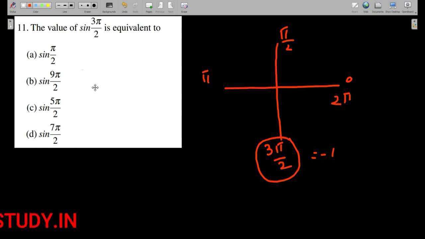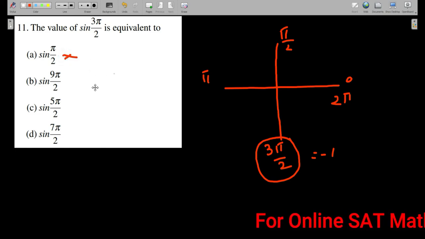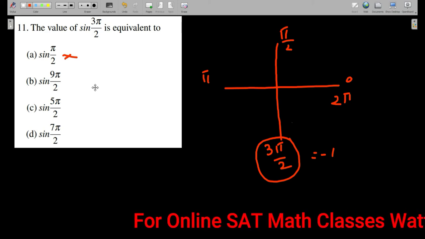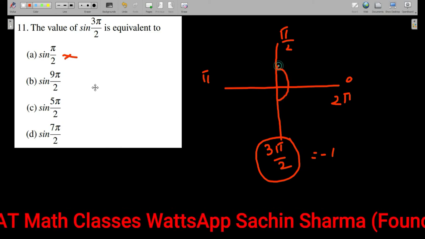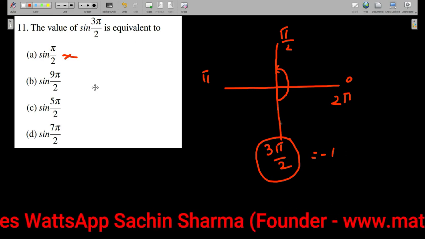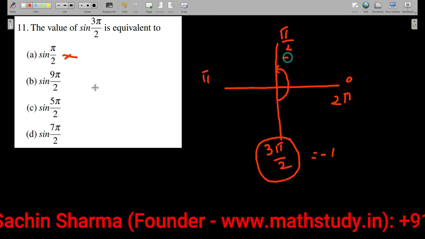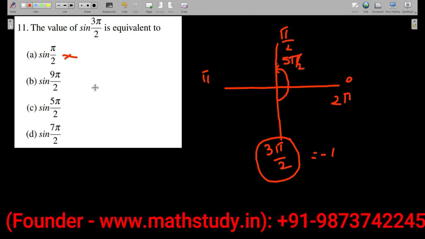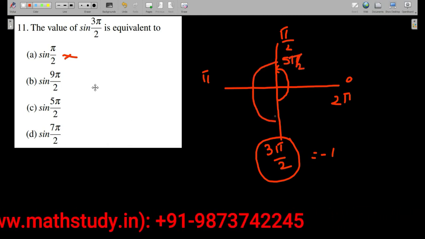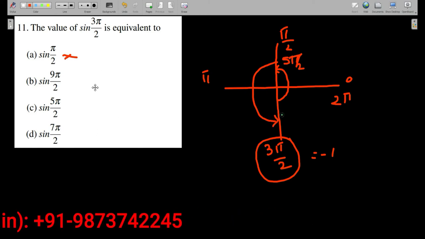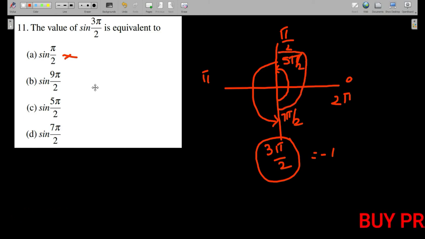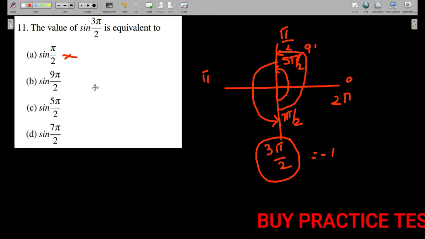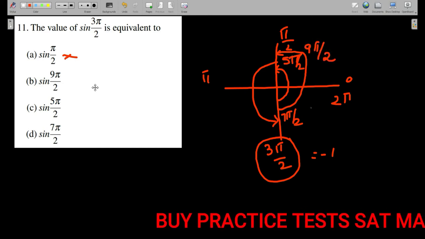Obviously sine pi by 2 is not equivalent to sine 3 pi by 2, so this option is wrong basically. Now let us see sine 9 pi by 2, where it lies actually. So this is sine 3 pi by 2, basically this point is an odd multiple of pi by 2. So if this is 3 pi by 2, then this is basically 5 pi by 2. Again, if we move towards this quadrant, then this particular point will be 7 pi by 2. Then again if we move towards this, this will be 9 pi by 2. Getting the point? 9 pi by 2.